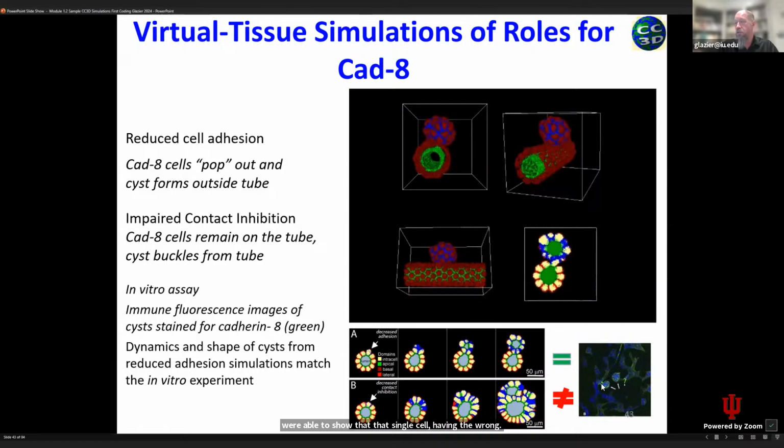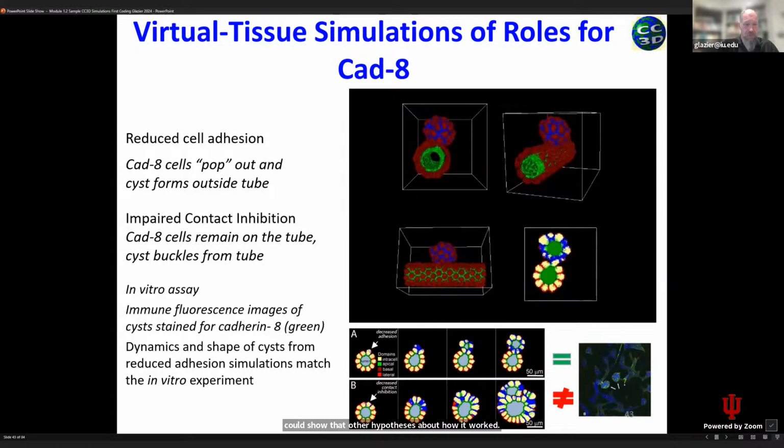And we were then able to do experiments in vitro where we put that cadherin into individual cells in vitro and show that they form cysts. All the cells in the cyst had the wrong cadherin. All the cells with the wrong cadherin were in cysts, and that matched this experiment and the simulation. We could show that other hypotheses about how it worked generated cysts, but with different morphologies.